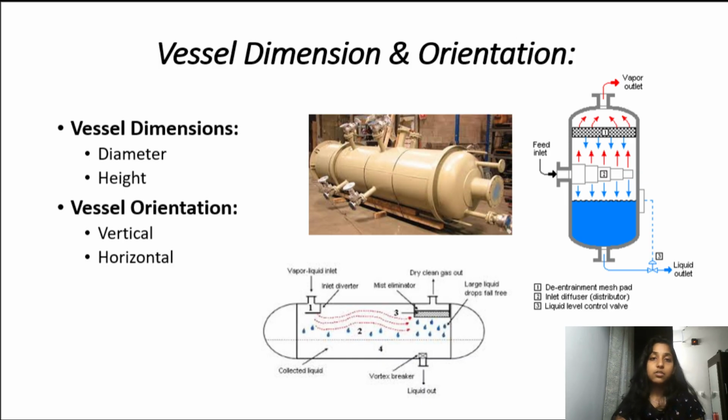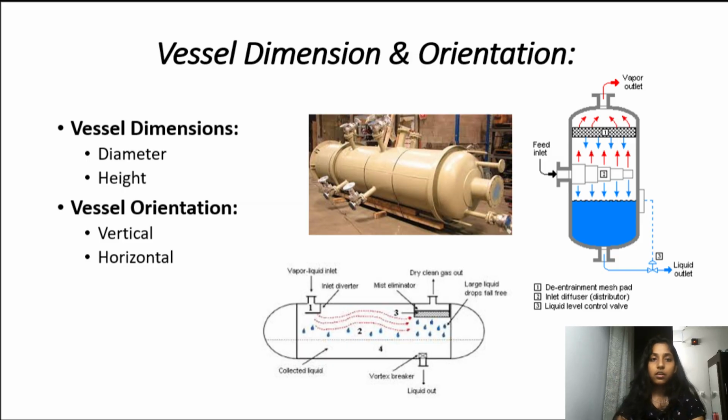We size the diameter so that the vapor slows down, giving those liquid droplets a chance to fall out naturally, rather than being carried away. A bigger diameter means slower vapor, which means better separation. Now, the other important aspect is the orientation. This is where we decide if we are going to keep our vessel stood up or laid down.